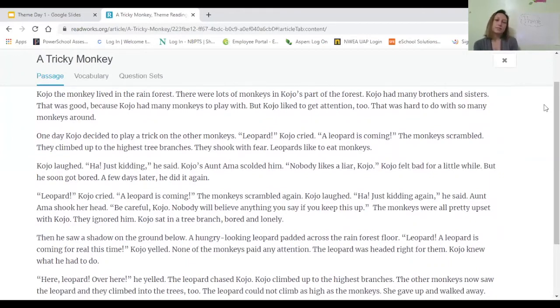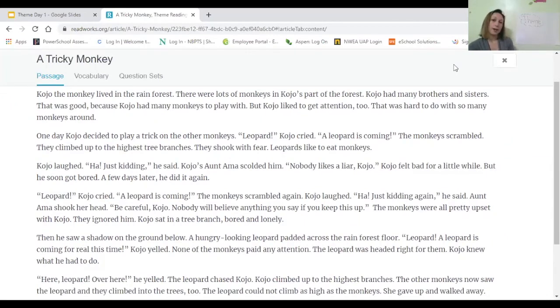Kojo the monkey lived in the rainforest. There were lots of monkeys in Kojo's part of the forest. Kojo had many brothers and sisters. That was good, because Kojo had many monkeys to play with. But Kojo liked to get attention too. That was hard to do with so many monkeys around. One day, Kojo decided to play a trick on the other monkeys.